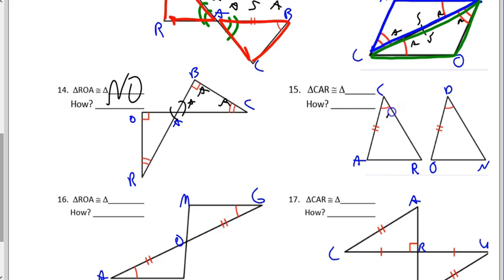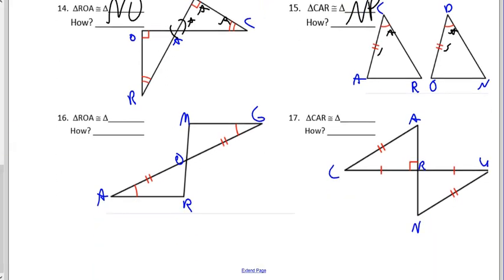All right, on this one, what do we have? We have an angle here and a side. Angle and a side. We don't have enough information. We would need another angle or another side somewhere. So this also is no, or not provable. So those went quick. Last two.